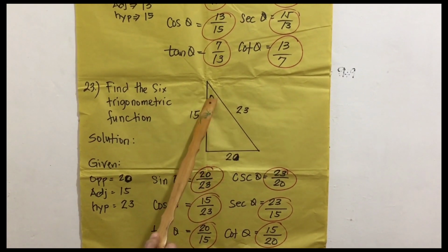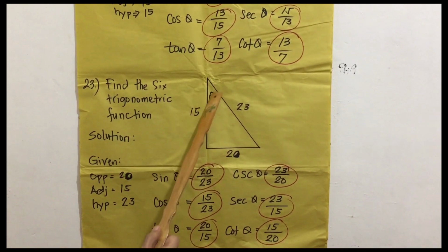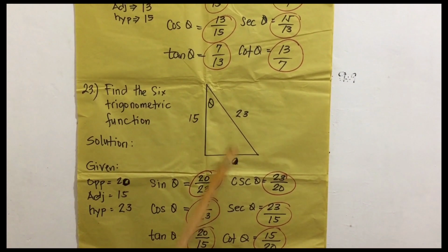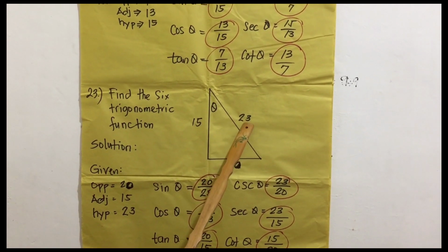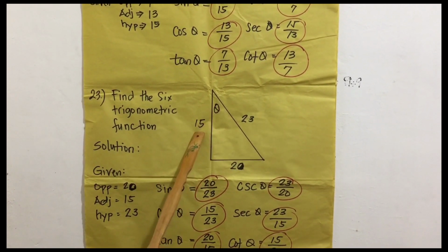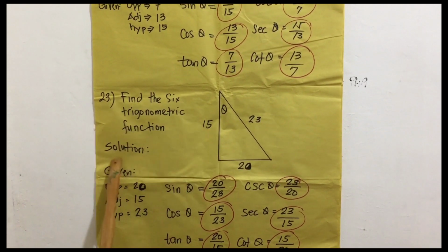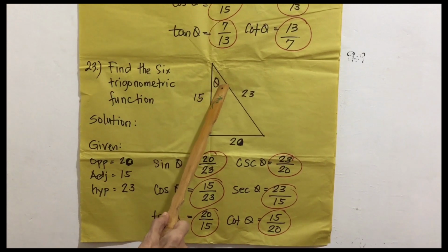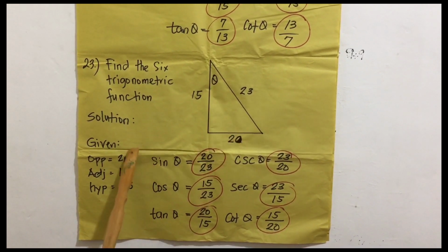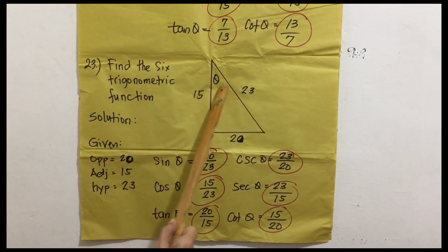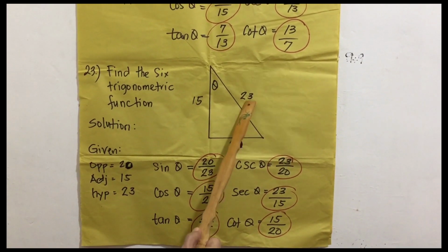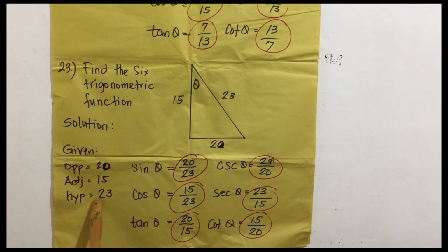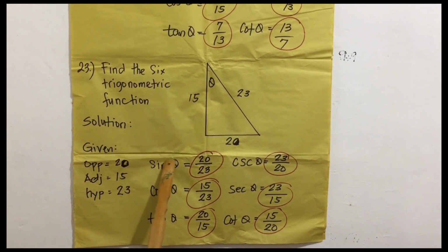This time, our guide for the computation is the angle theta given here. So the opposite of this angle is 20, and the hypotenuse is 23, and the adjacent is 15. So our solution now, first determine the given. What is the opposite? The opposite of this angle, this theta, is 20, and the adjacent is 15, and the hypotenuse is 23.